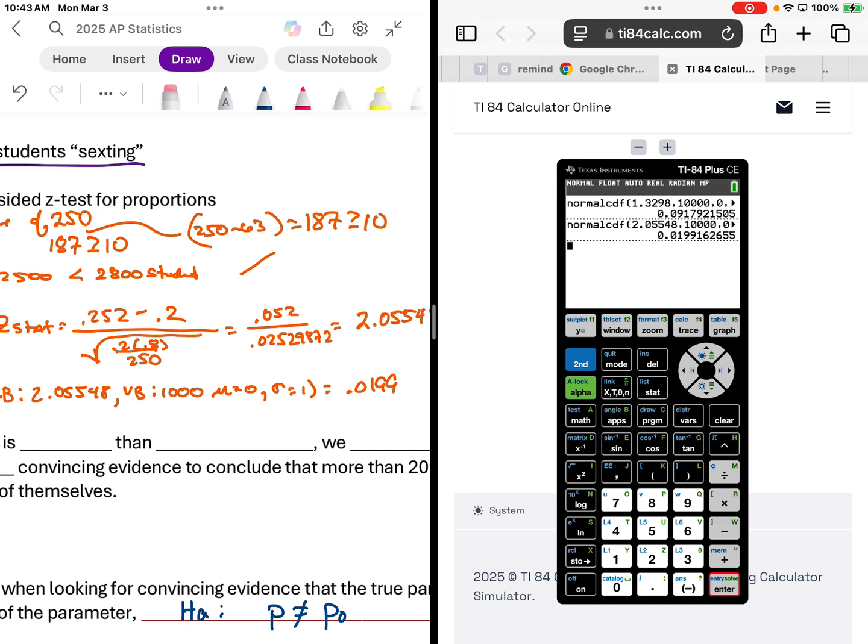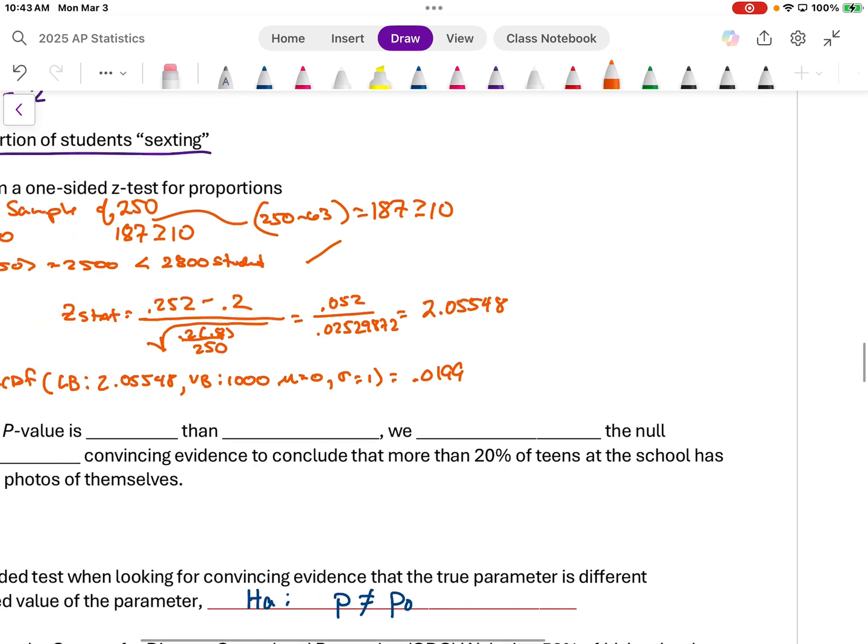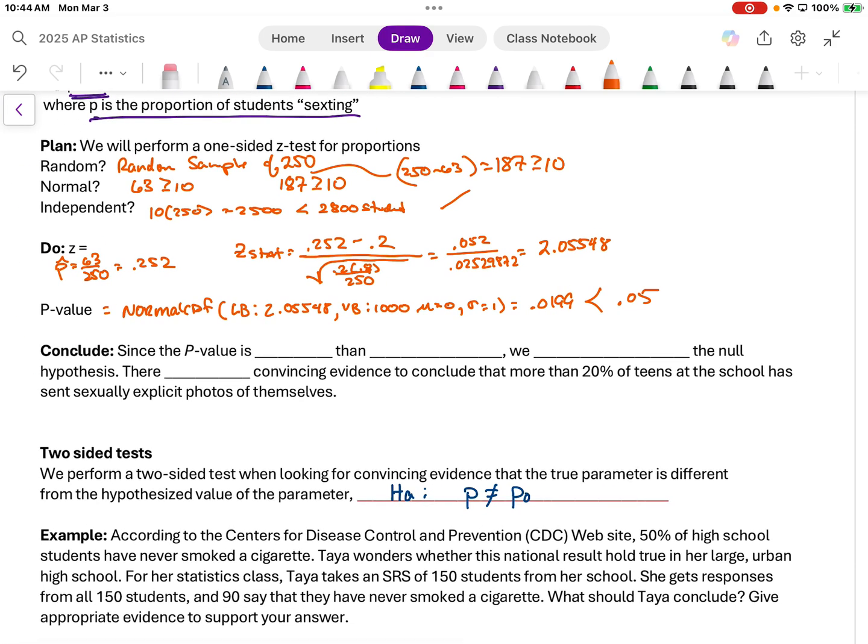All right. Now we compare. And I would get in a habit of showing, like on there, now I would compare it to 0.05. We are technically less than 0.05. So since our p-value is less than our alpha of 0.05, we reject the null hypothesis. There is convincing evidence to conclude that more than 20% of teens at the school have sent sexually explicit photos of themselves.